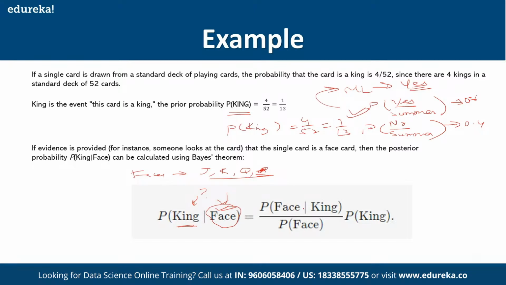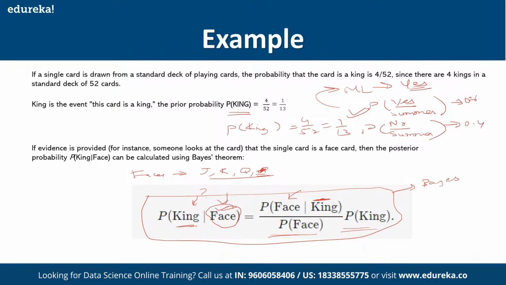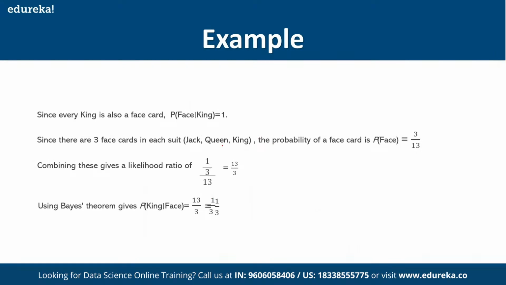Okay, so what will we do? We will first find the probability of a face card given king, divide by the probability of face card, into the probability of king. How did we get this? We get this from Bayes theorem. Now this we know: the probability of king is 1 by 13. Probability of a face card is what? How many face cards are there in a deck? Jack, king and queen. The probability of a face card, P of face, will be how much?